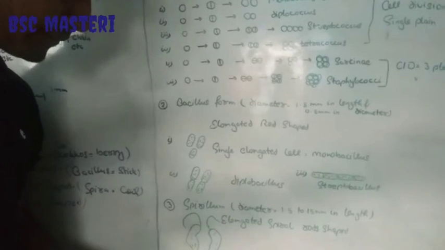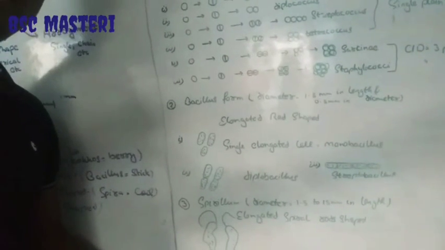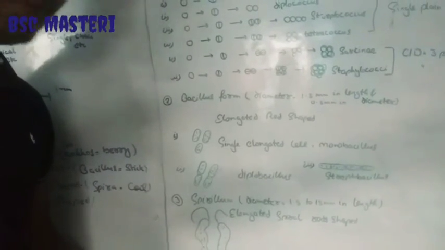Fourth type of bacteria is the comma-shaped bacteria. The comma-shaped bacteria look like a comma, and it is motile.